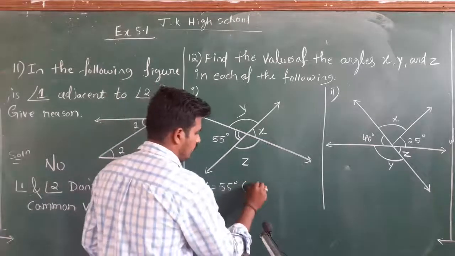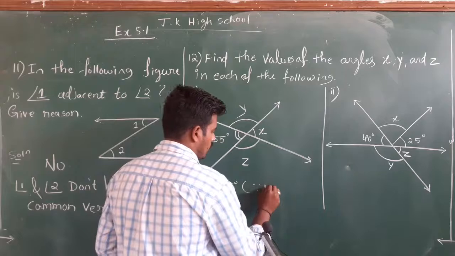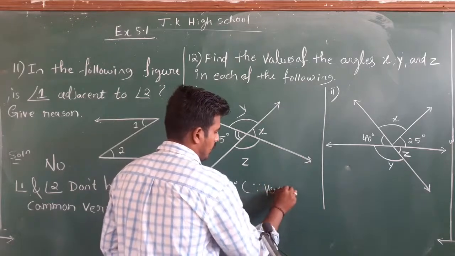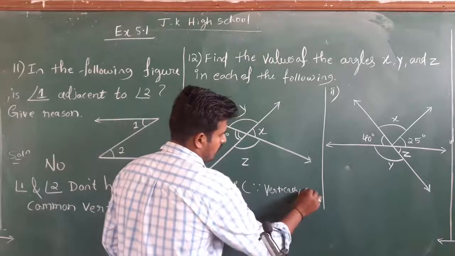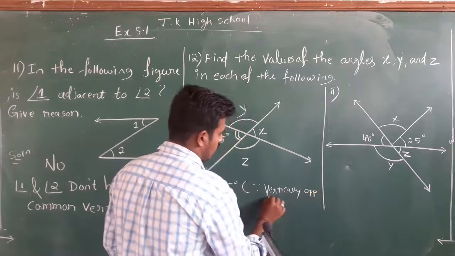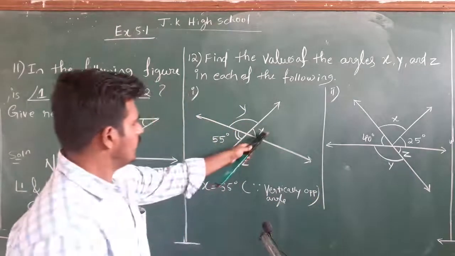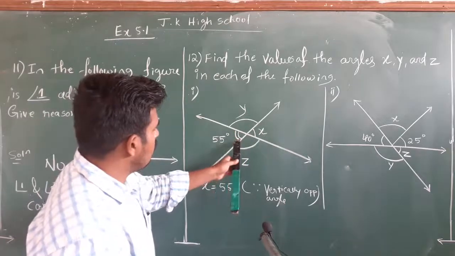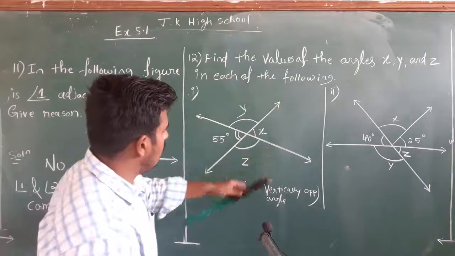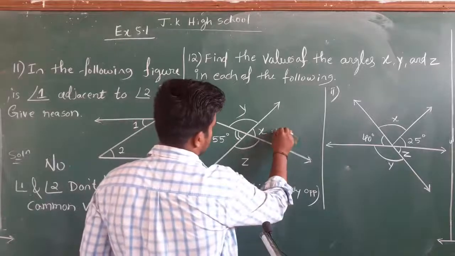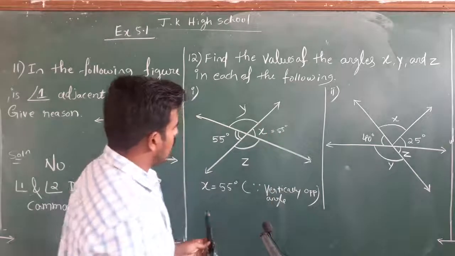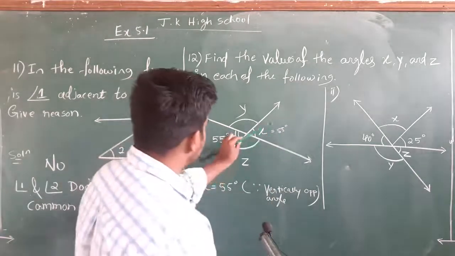How? Because vertically opposite angles are equal. Right. Next, once you get it's 55 degree, you can observe here also.